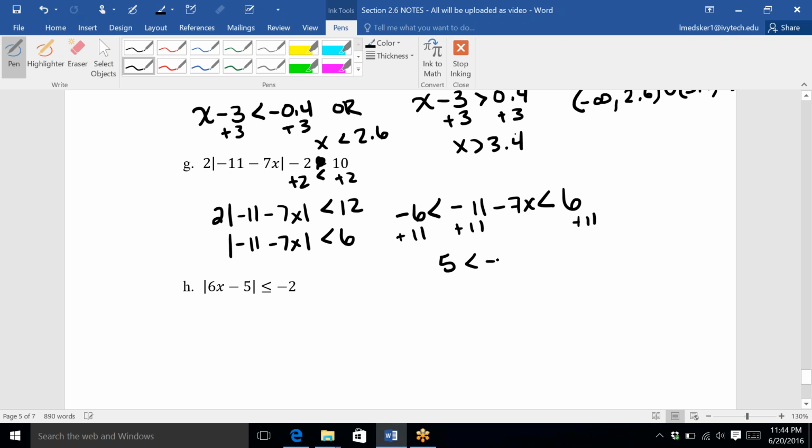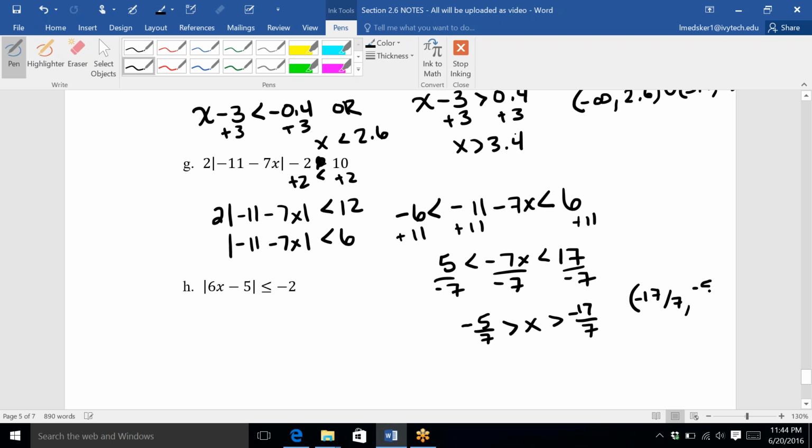That makes this 5 is less than -7x, which is less than 17. Divide all 3 sides by -7. That would make this -5/7 is greater than x, which is greater than -17 over 7. You don't have to rewrite this if you just realize that greater thans need to be written backwards. So this would be -17 over 7, comma -5 over 7, because you're shading in between those two, and you always list it from least number to greatest number.